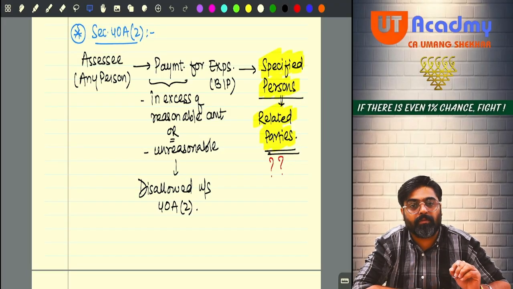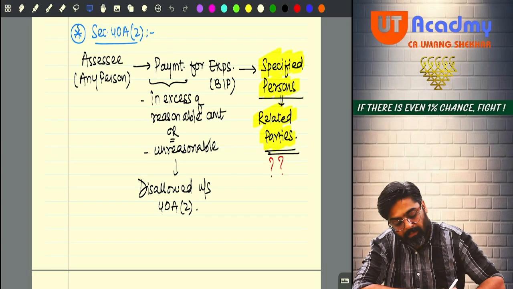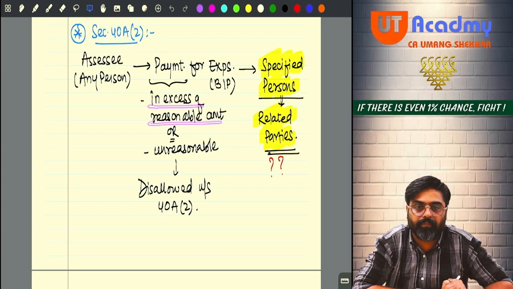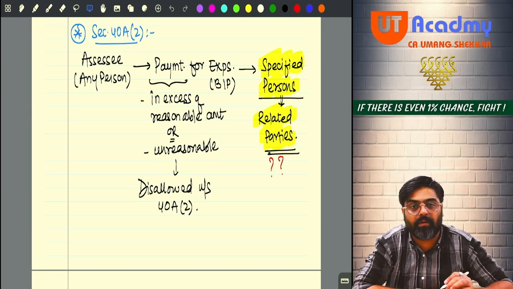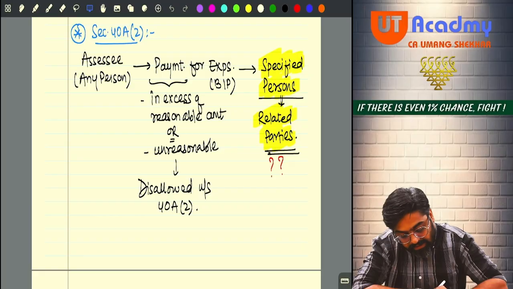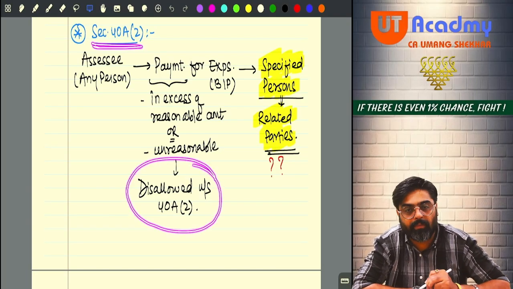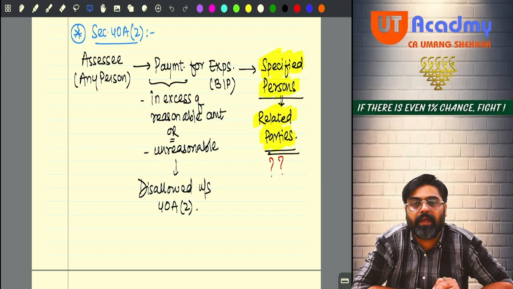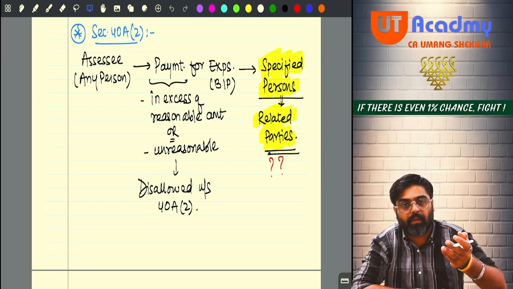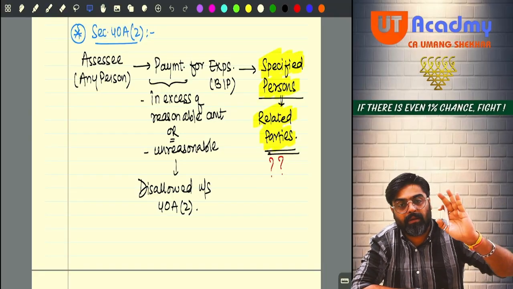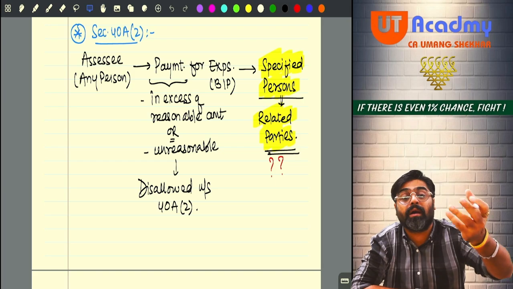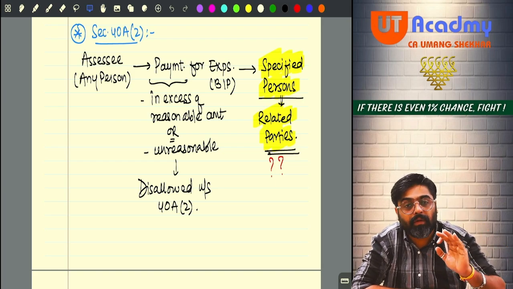Now, whatever payment is made to that related party, if that payment is in excess of a reasonable amount or is unreasonable, then section 40A2 says that the amount which is in excess of the reasonable amount will be disallowed. That will not be considered as your business expense. We will disallow only that excess, unreasonable amount.